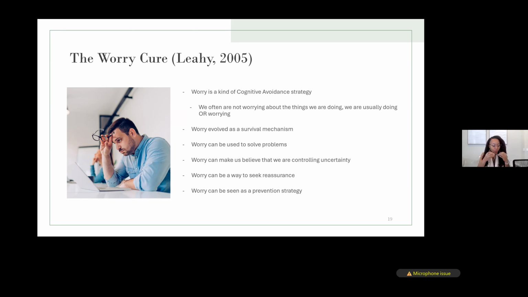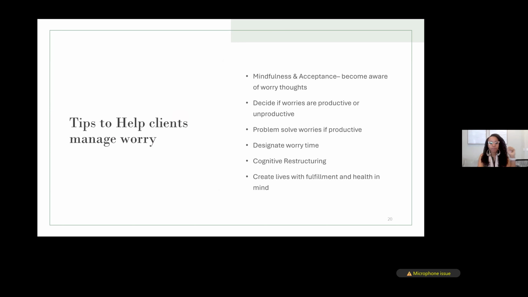So this idea that worry can help us prevent danger is a really popular idea, but it often is one that is missing something, because worry without a plan is actually not preventing anything. So there are a couple of tips to help clients manage worry. Mindfulness and acceptance, we've talked about that. Mindfulness says we can meet the present moment as it is, with awareness, with compassion, and with a willingness to accept. Deciding if worries are productive or unproductive. We want to problem solve if you do find that worries are productive, right? Let's create an action plan.